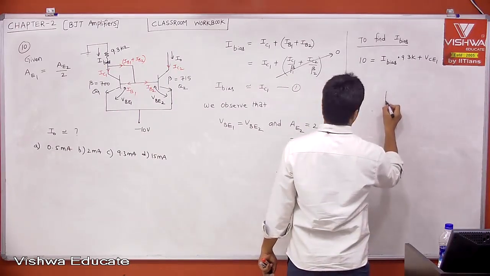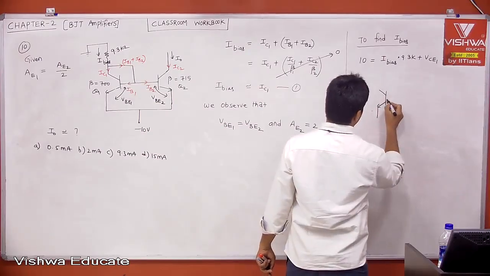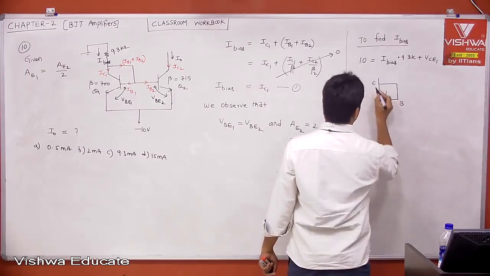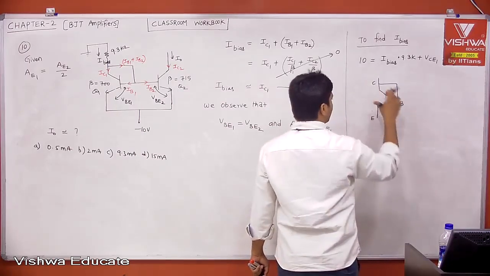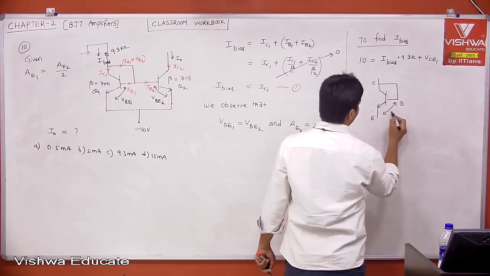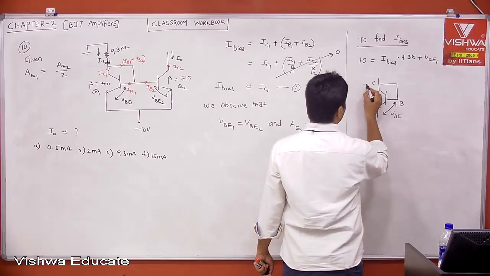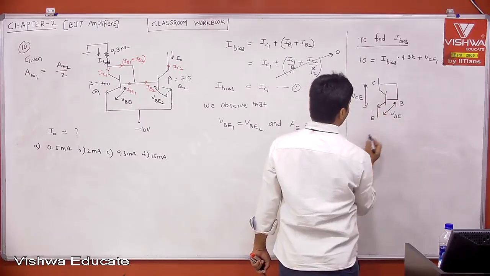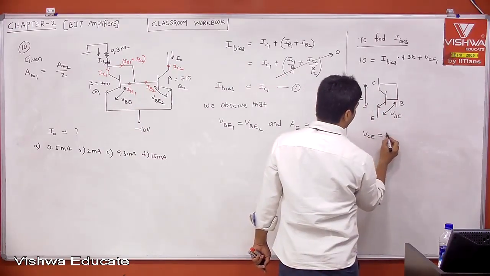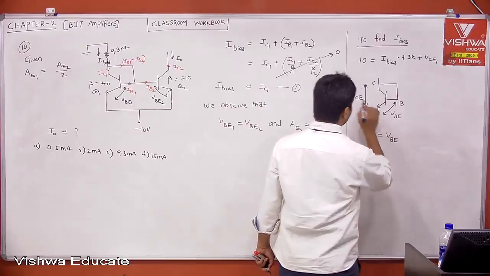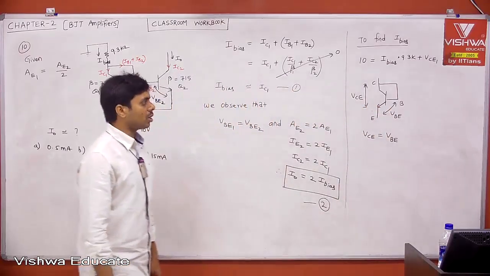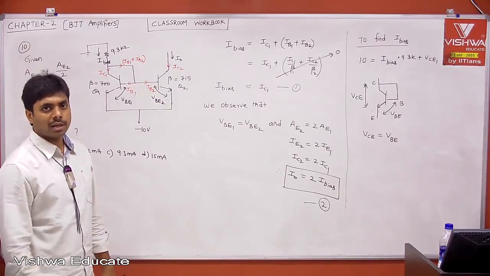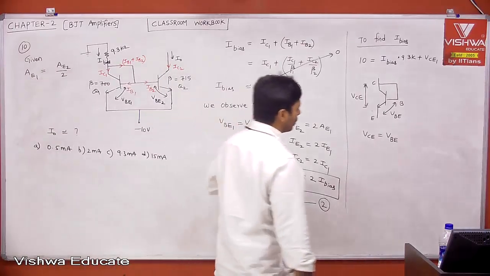What is VCE1? If you take the transistor, this is the base, collector, emitter. This is your VBE and this is your VCE. Because collector and base are shorted, VCE is nothing but VBE. This is what is called a diode-connected transistor. Why it is called a diode-connected transistor, I will explain after solving the problem.